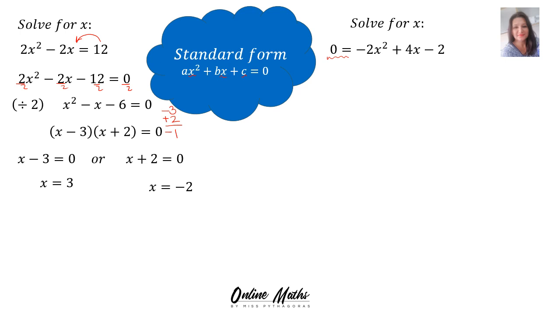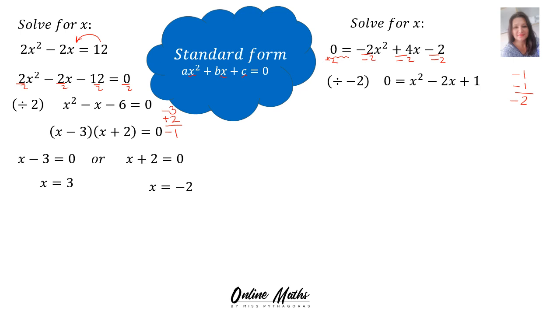Again, in this one, we can make it a little bit easier by dividing right through by -2. And remember, when you divide by a negative, all the signs will change. And then it becomes 0 equals x squared minus 2x plus 1. And then we factorize this equation. The factors of 1 are 1 and 1. We want the middle term to be -2. How can 1 and 1 give me -2?